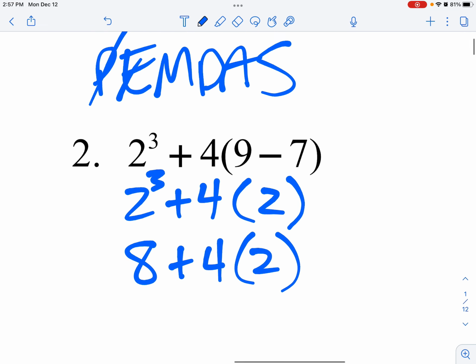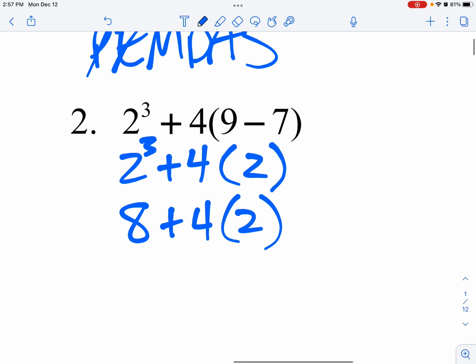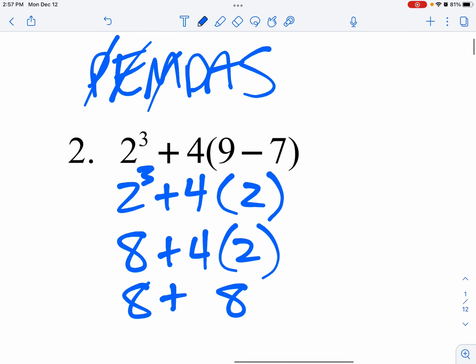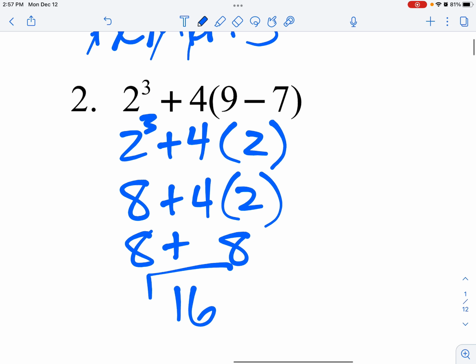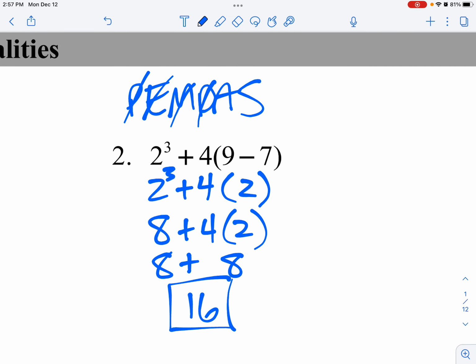Okay, did the exponents. Next is multiply. Do I have anywhere to multiply here? There we go. 4 times 2 is 8. Okay, I'm going to do that. Keep everything else in the expression the exact same. M is done. Do I have any D's for divide? Nope. So don't do that. Do I have an A for add? 8 plus 8 is 16. Done. Didn't even have to do the subtraction, right?